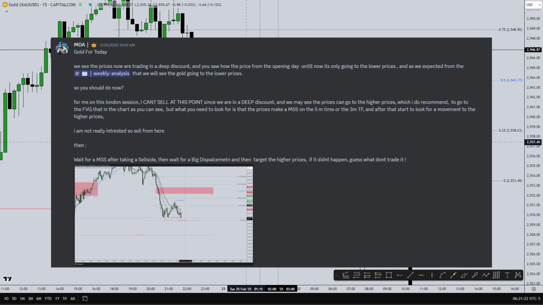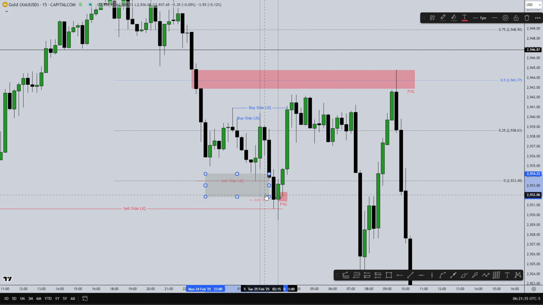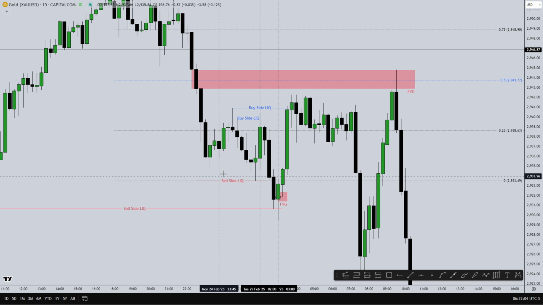This is why I was expecting higher prices in my Discord group. Because when everyone is selling, especially at these areas where everyone is expecting the price to go lower, we still have two sell side liquidities that need to be taken, followed by two buy side liquidity levels where stop losses are more likely to be placed.